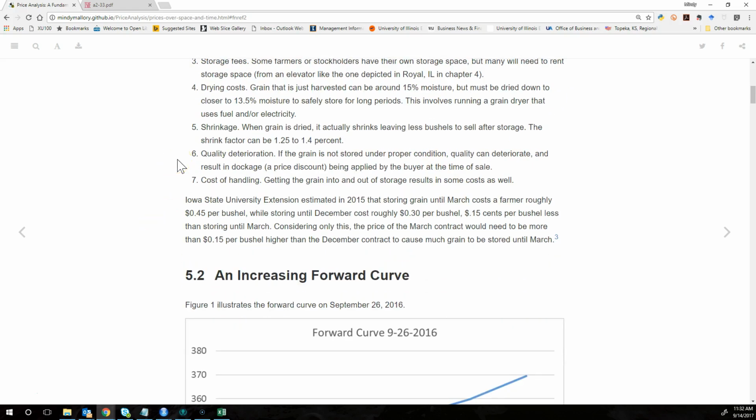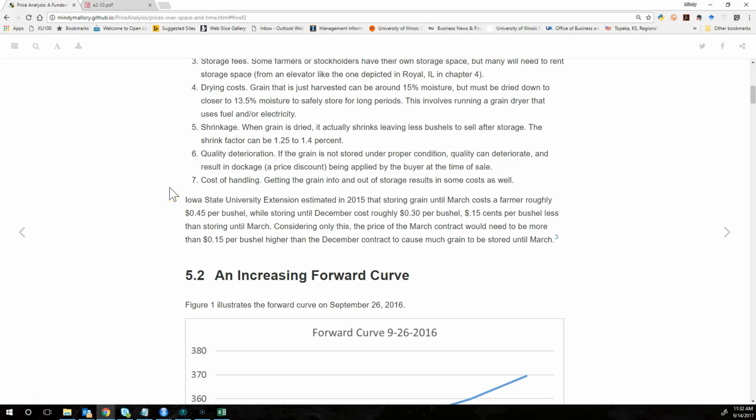Another thing that can happen is quality can deteriorate. This can happen if the grain is stored for long periods of time. That's usually not the case. Farmers and other stockholders are usually holding it less than a year just to try to market their grain for a price that they see favorable. But if they're not put into storage under the right kind of conditions, then quality can suffer, and anyone who's buying your grain from you will penalize you for that.